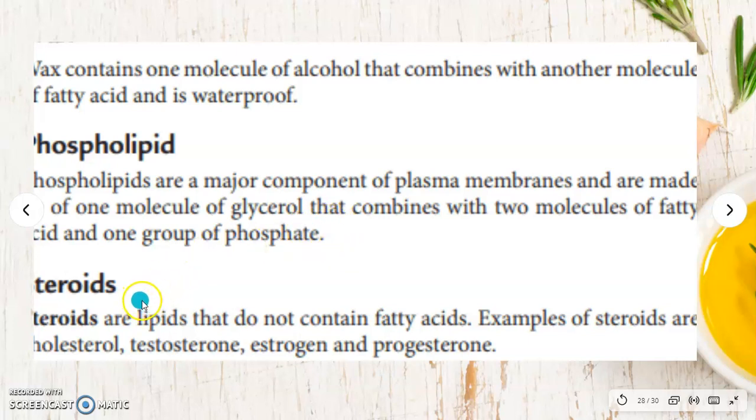Next, we go to the last type of lipid, which is steroid. Steroids are lipids that do not contain fatty acid. Examples of steroids are cholesterol, testosterone, estrogen, and progesterone. Testosterone, estrogen, and progesterone are hormones. So that's all for the four types of lipids.